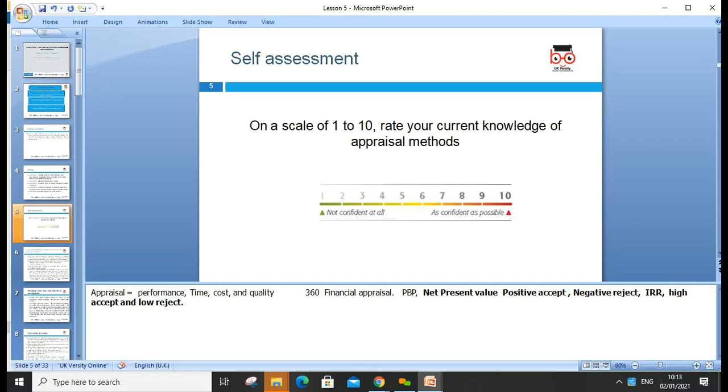So for payback, shorter is better, because you get your money quickly. NPV positive is better, IRR higher is better. One more is called ARR, the average rate of return. This is the internal rate of return and this is the average rate of return. For the average rate of return, higher is better.